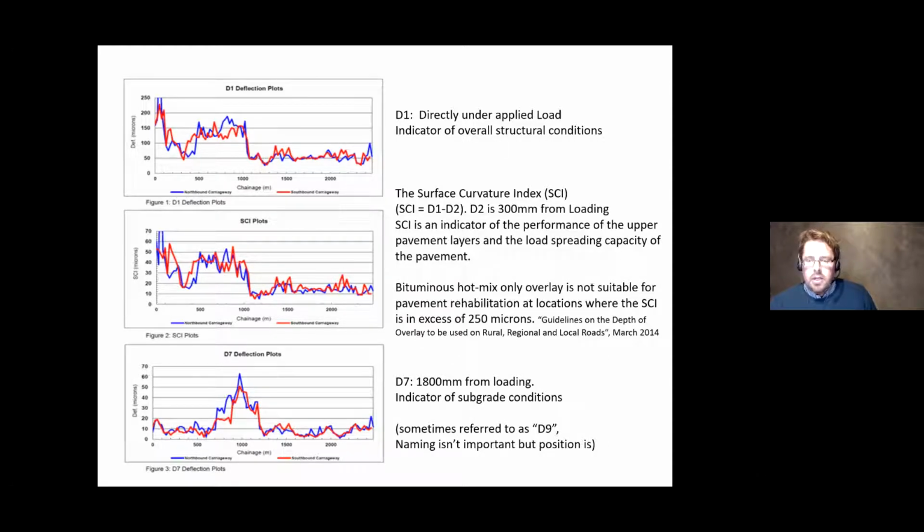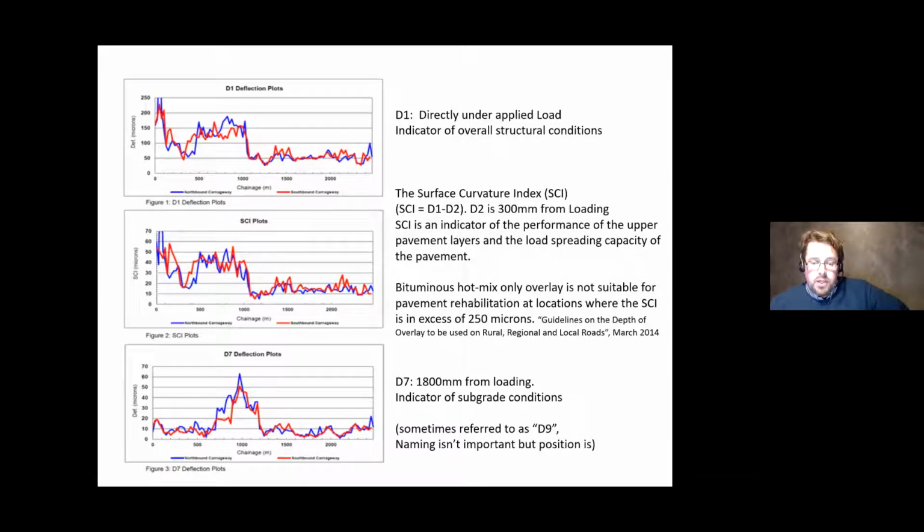Well, rarely on a national road would you get an SCI above 250, but effectively, if you overlay on locations where you have an SCI greater than 250, you're going to have a premature failure. The load spread is not there. Anything you're putting on is going straight into the subgrade. And your D7 then, your last one, is the indicator of your subgrade performance.